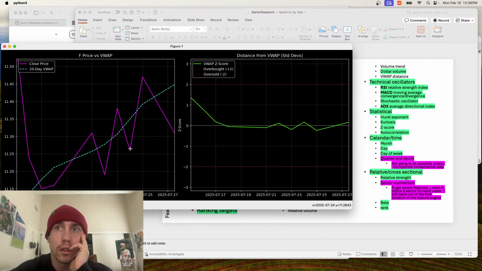Then on the 24th, it goes negative, so we should see that on the 25th. Yeah. And then on the 25th, it goes positive again, so we should see that on the 26th. On the 26th, though, still slightly negative.